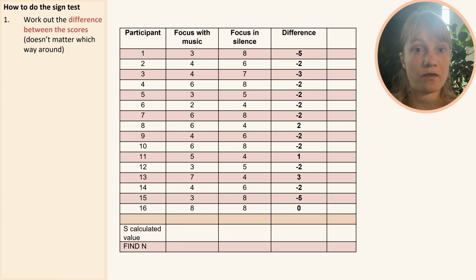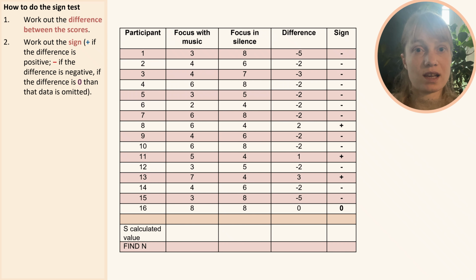So step 1 is to find the differences between the two scores for each participant. It doesn't matter which way around you subtract, just stay consistent. So 3 minus 8 equals minus 5, or the other way around, 8 minus 3 is plus 5. But again, whichever way around you do it, do the same way around for each one. Make sure you write the sign, plus or minus, in front of each number. This saves you the next step. If there's no difference, just write 0.